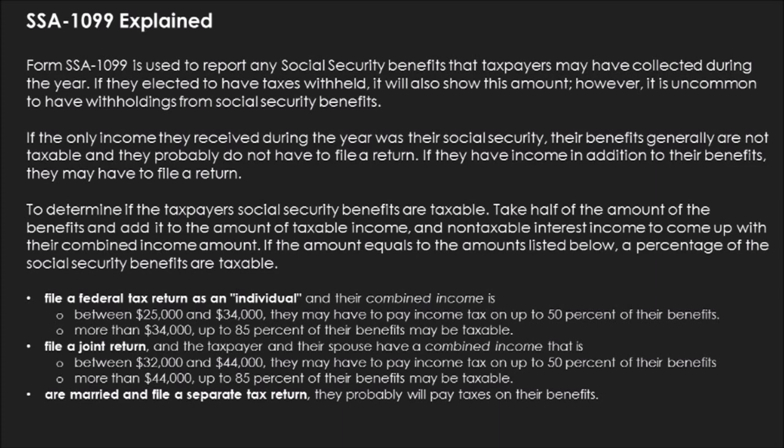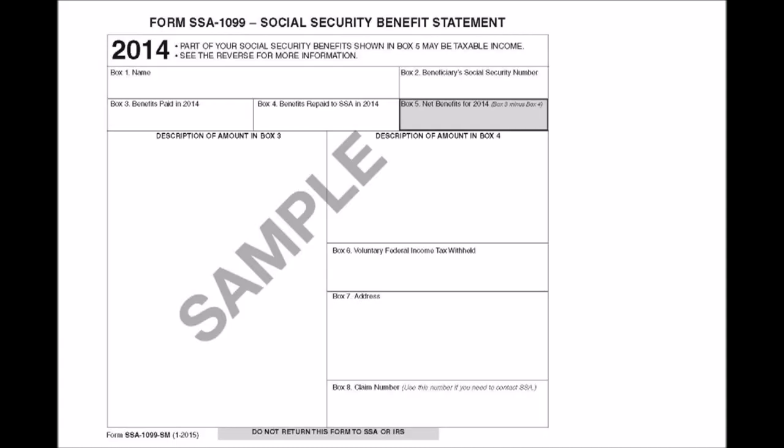To determine if the taxpayer's benefit is taxable, take half of the amount of the benefits and add it to the amount of taxable income and any nontaxable interest income. If the taxpayer is single, head of household or widower, and the amount is $25,000 or more, they may have to pay tax on a portion of their benefits. If they are married filing jointly, and the amount is $32,000 or more, they may have to pay tax on a portion of their benefits. If they are married filing separately, it doesn't matter the amount; they would have to pay tax on a portion of their benefits. This is the SSA-1099; the benefits received are listed in Box 5.